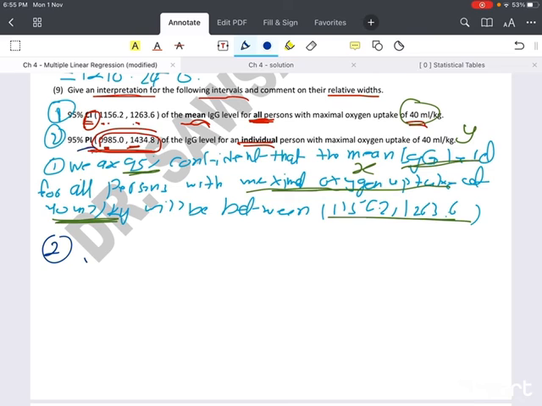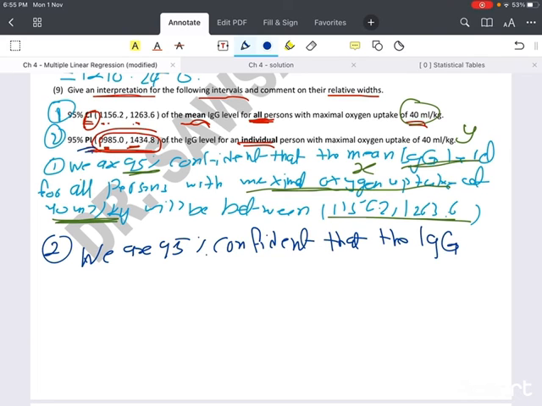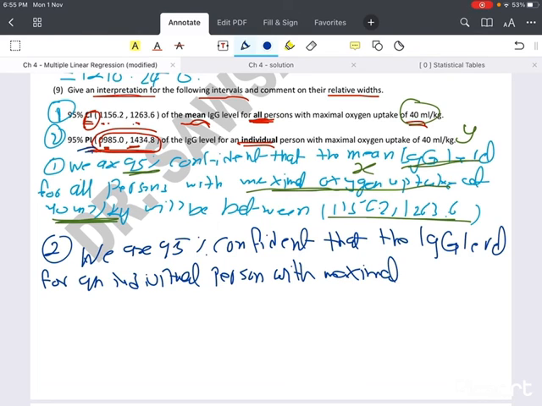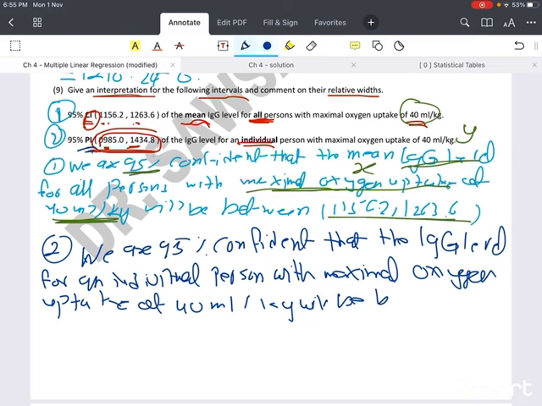Okay, about 2, the prediction interval: we are 95% confident that the IgG level, which is y, for an individual person with maximal oxygen uptake, which is x, of 40, the value milli for each kilogram, will be between this value 985.0 and 1434.8.